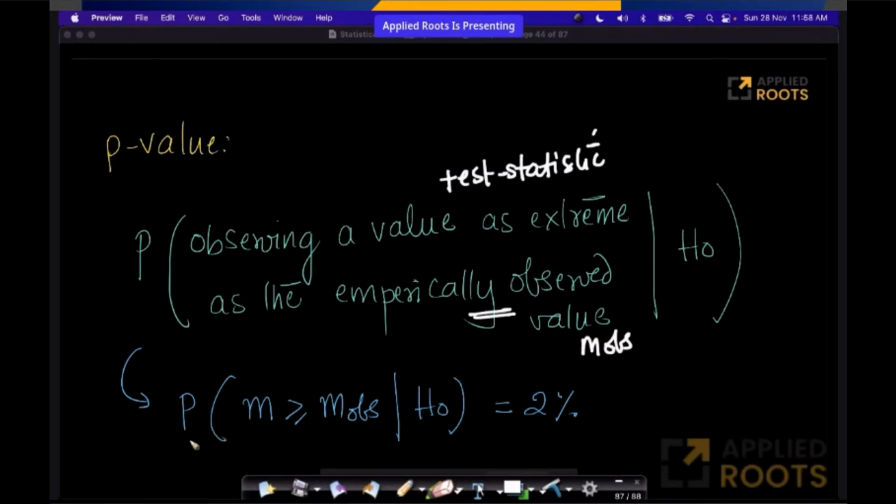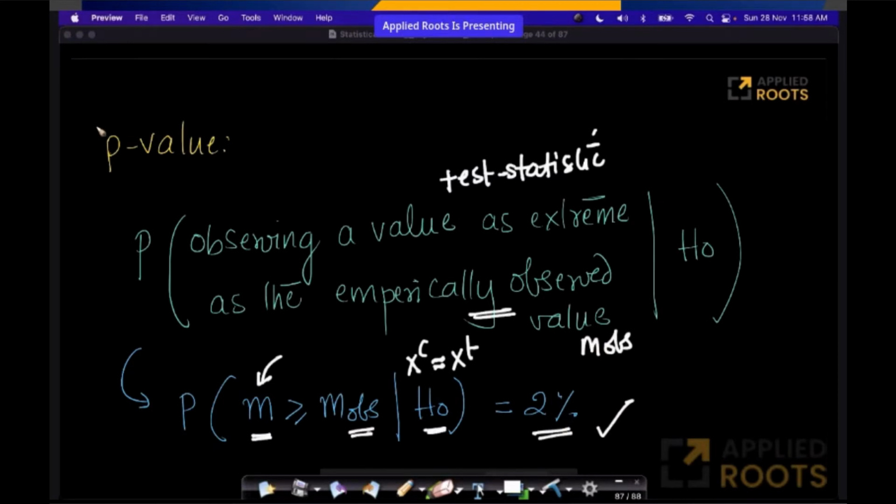Another way of writing it is, what is the probability of this random variable M? What is this random variable M? It is the difference between medians under the null hypothesis. What is the null hypothesis? XC is similar to XT, or the control and treatment are similar. This is the same as asking: what is the probability of observing my median difference as extreme or as large as the observed value or more? And we said this is 2%. That's what we discussed, right?